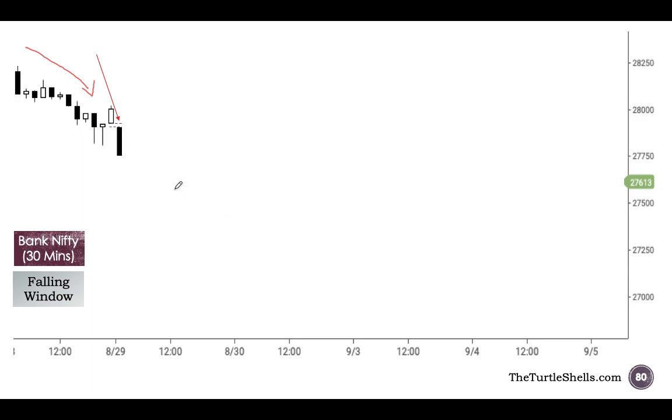Since it is a continuation pattern, I might choose to take an entry here and keep my stop loss above this upper line, because we know that the upper line is stronger resistance than the lower line of that window. So probably I would keep my stop loss here, and since there is no prior high or low, I can just expect the price to go down from here, because I know my expected loss, or how much risk I am taking here. This is an intraday chart of Bank Nifty. It's a short position.